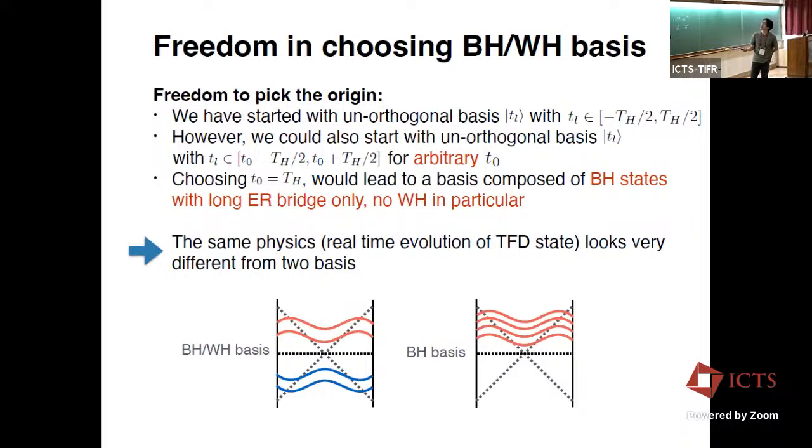And so we have some interesting ambiguity in constructing a black hole, white hole basis, because we can pick the origin of this TL state at any point. So we have been taking T0 to be 0, but in principle we could take T0 to be TH. Once you do that, the various probabilities we are considering look very different from the T0 equals 0 case.